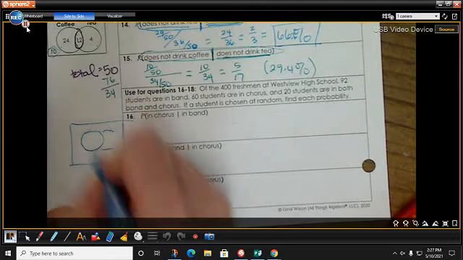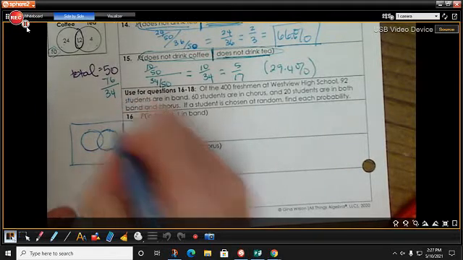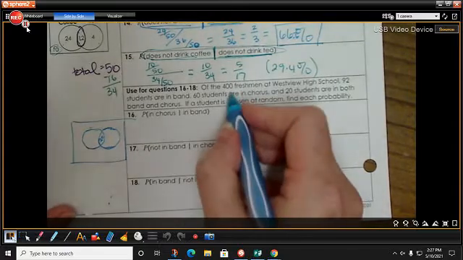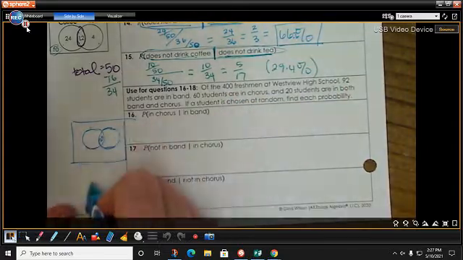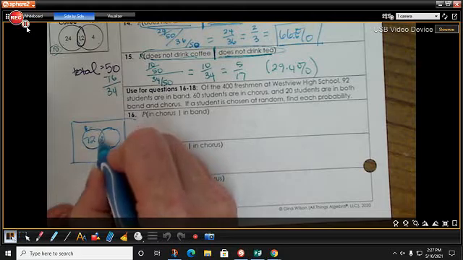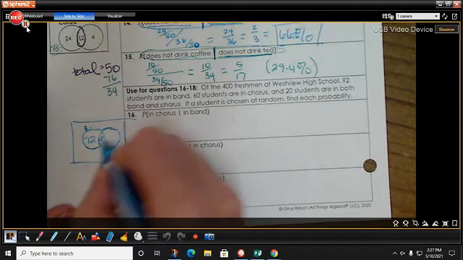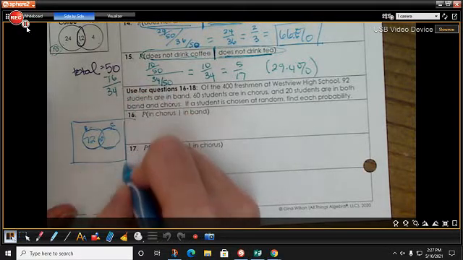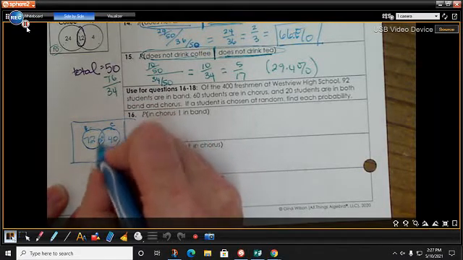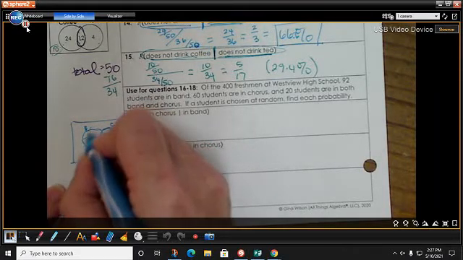And so I have to redraw this, because if I know 20 students are in both, then in order to get 92 being in band total, that leaves only 72 who are just in band. Okay, so that's my band people. And then if 20 students are in both band and chorus, in order to get a total of 60 being in chorus, that means only 40 were in chorus alone. So this gives me 60 being in chorus. This gives me 92 being in band.